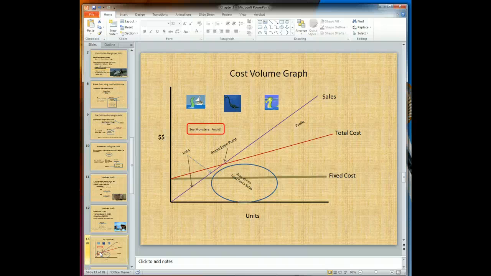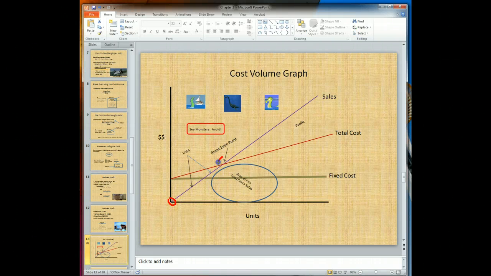Okay, so here's your cost volume graph. You'll probably have to label this at some point. You have a line here called sales, right? So here, dollars, units, you make no money at 0 sales. And then sales go up happily. As we learned last chapter, we have fixed costs that are just sitting right here. And you have this called total cost. That's actually a mixed cost line. Remember, if it was variable, it would be down here. The slope's going to be your variable cost.